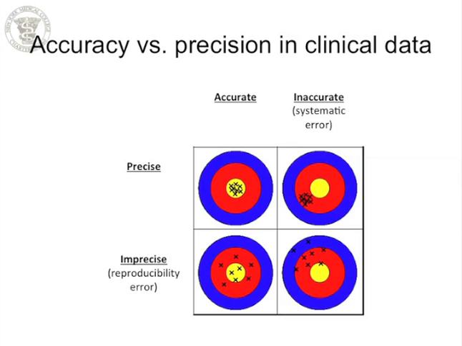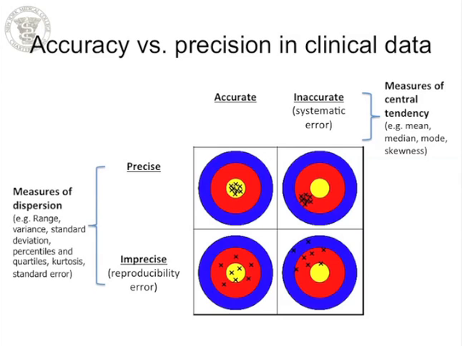These can be studied in statistics using descriptive statistics, where accurate data can be measured by measures of central tendency, such as mean, median, mode, and skewness, or precision can be described by measures of dispersion, such as range, variance, standard deviation, percentiles, quartiles, kurtosis, and standard error, which we'll discuss further.